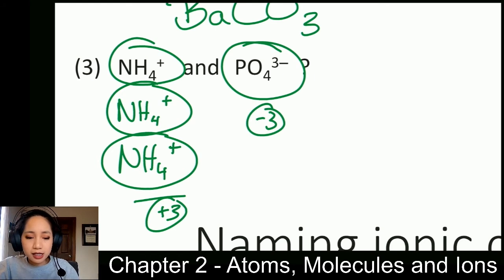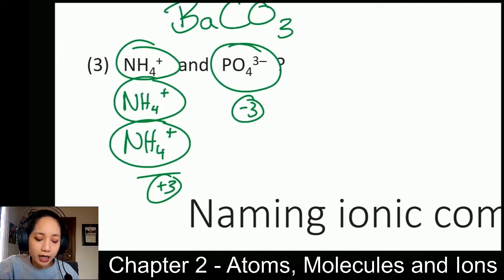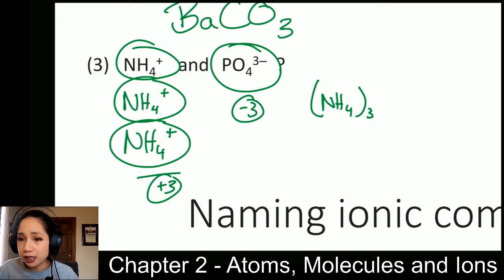So this is the formula we would have to write. We would have to write this formula unit in such a way that conveys that there are 3 ammoniums. So I'm going to write NH4, but we want 3 of them, so I'm going to put that in parentheses. And then we have 1 phosphate anion.